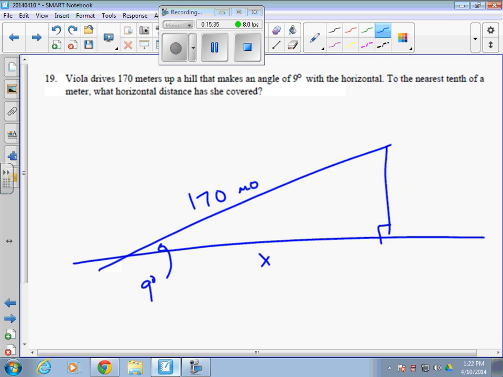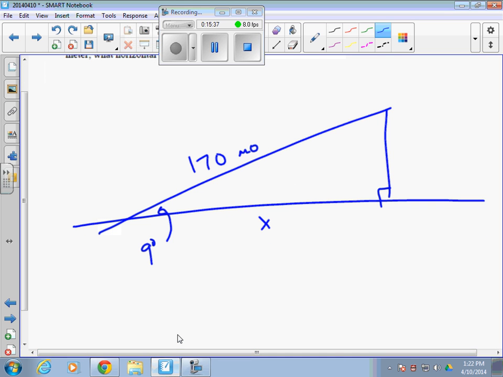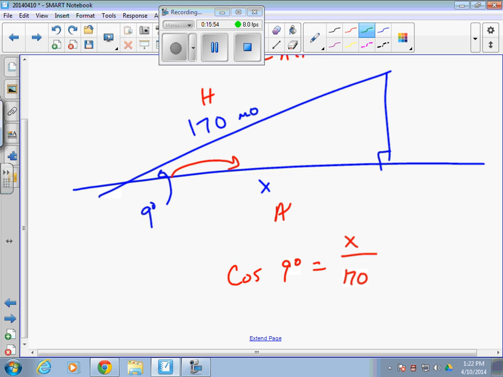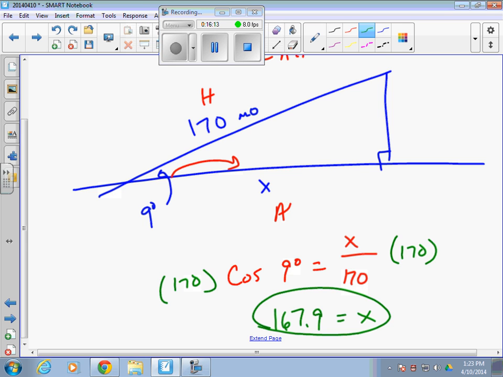This is a 90-degree angle, so that's all we need. This right here is our adjacent side, and we have a hypotenuse. So the one that uses A and H is cosine. Cosine of 9 degrees equals the adjacent x over the hypotenuse 170. This one's a little bit easier for most people. Get rid of the divide by 170 by multiplying by it. Do it here as well. So you have 170 times the cosine of 9 degrees, and she went 167.9 meters as the horizontal distance she covered.